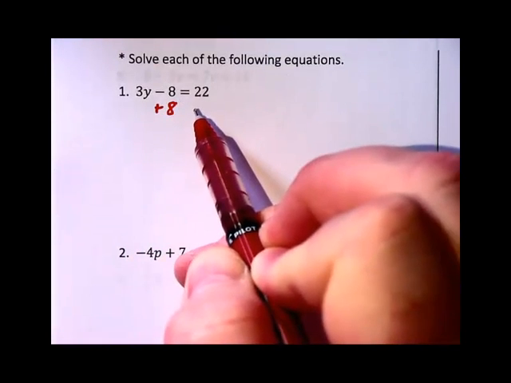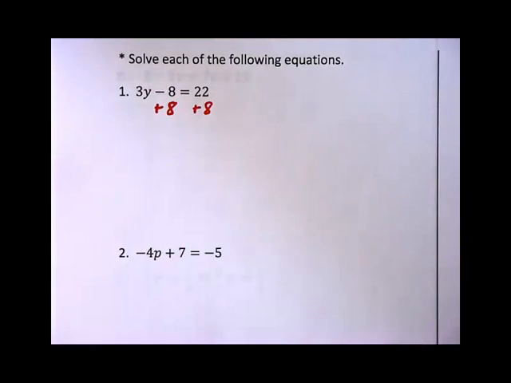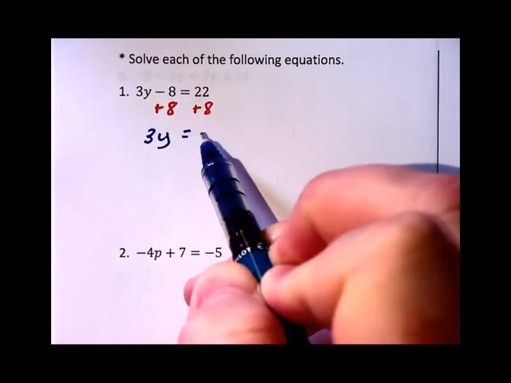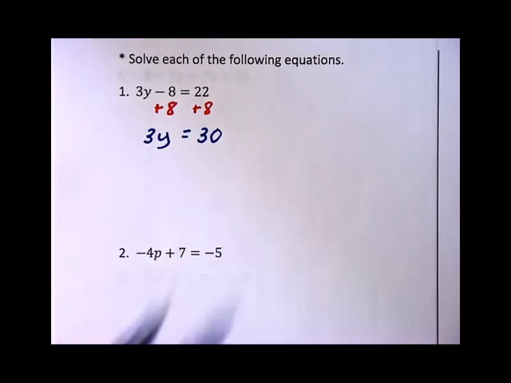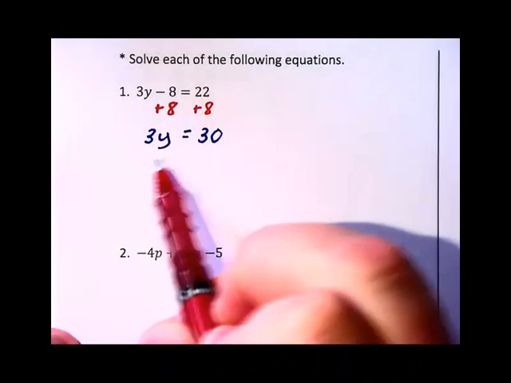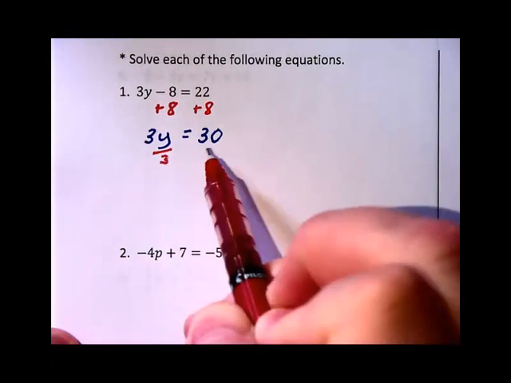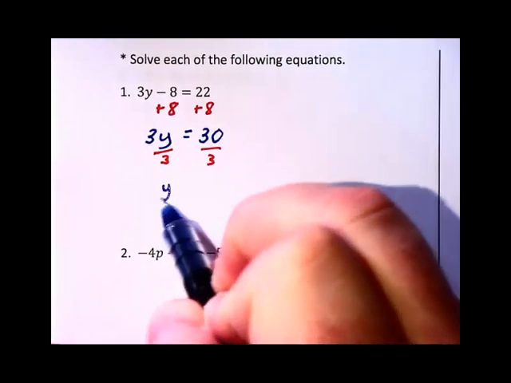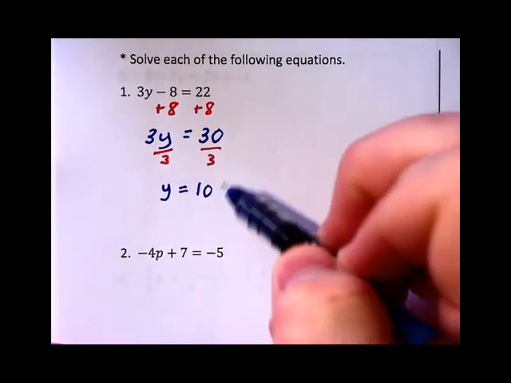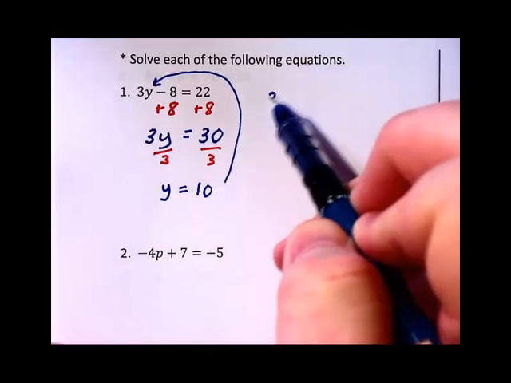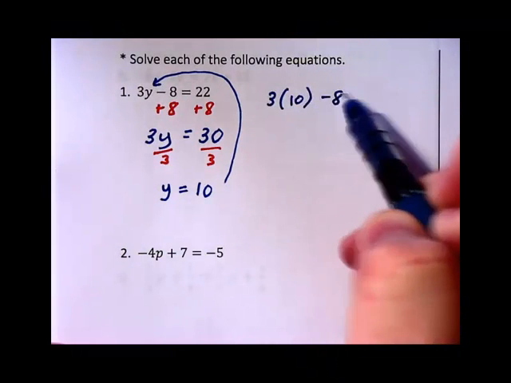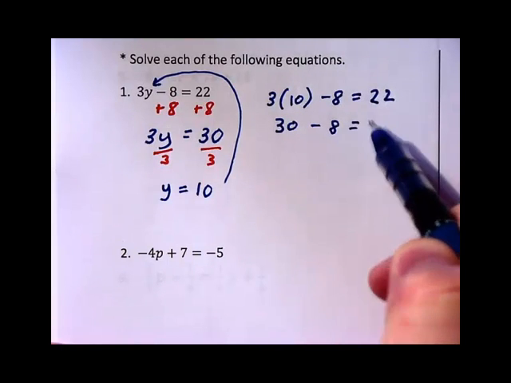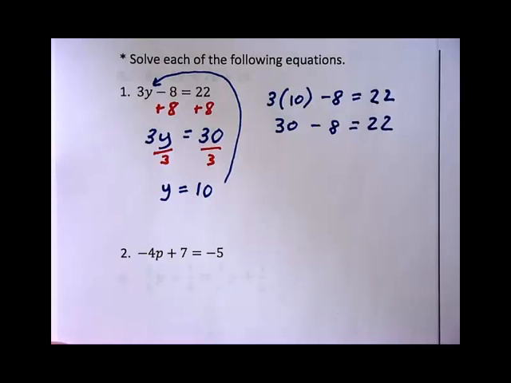So I'm going to undo this minus 8 by adding 8 to each side of the equation. That gives us 3y on the left equals 30 on the right. And now we just have a single one-step equation where we can undo the multiplication by 3 by dividing each side by 3, and we will get y is equal to 10. And we can check that 10 very easily by substituting it in. 3 times 10 minus 8, is that equal to 22? Well, 30 minus 8 is 22, so yes, that does check.